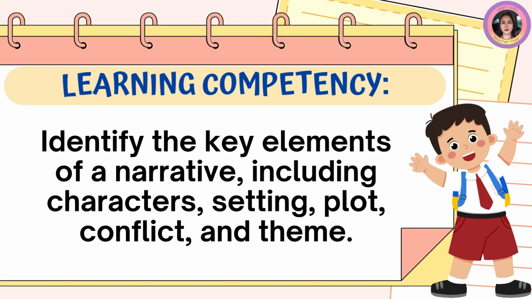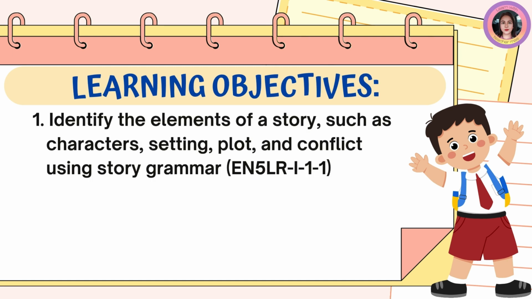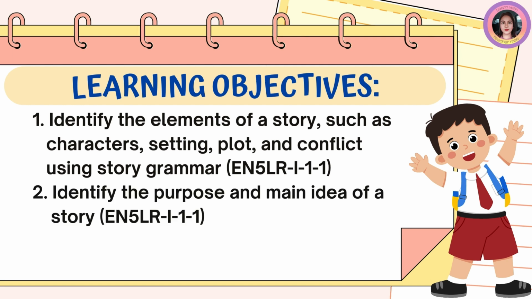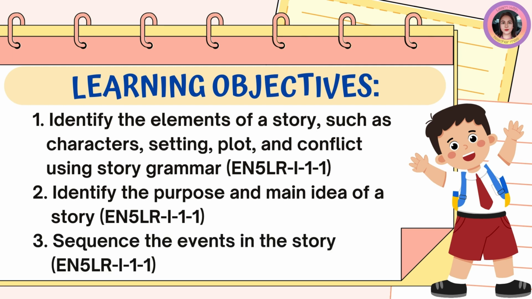Learning competency. Identify the key elements of a narrative, including characters, setting, plot, conflict, and theme. Learning objectives. Number 1, identify the elements of a story, such as characters, setting, plot, and conflict using story grammar. Number 2, identify the purpose and main idea of a story. Number 3, sequence the events in the story.